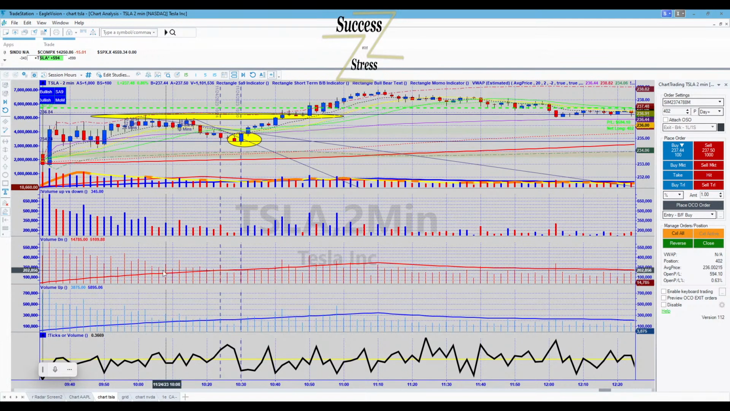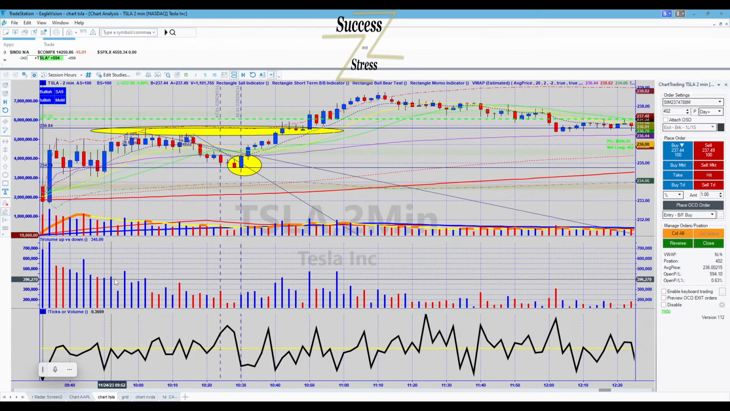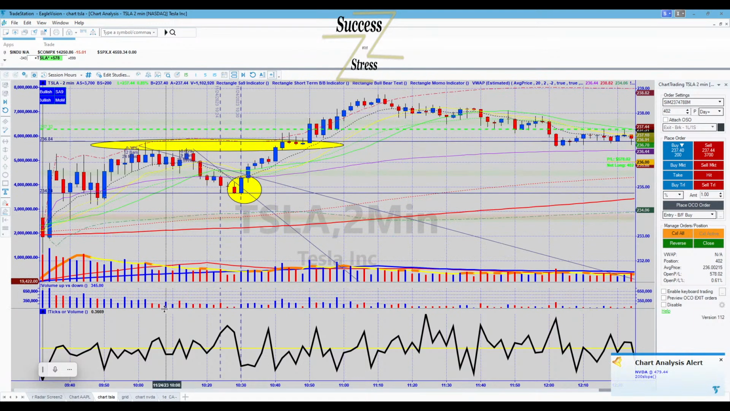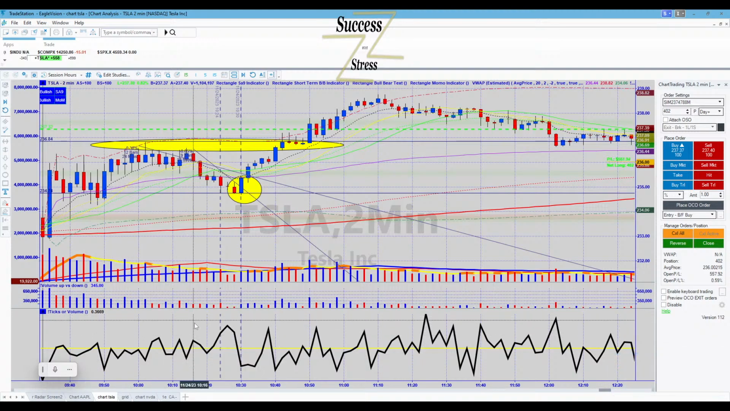So let's just go ahead and get those two off the grid, because now we've looked at them and we saw what we wanted to see. Volume up versus volume down. Not sure if this is very useful to me. We'll leave it up.